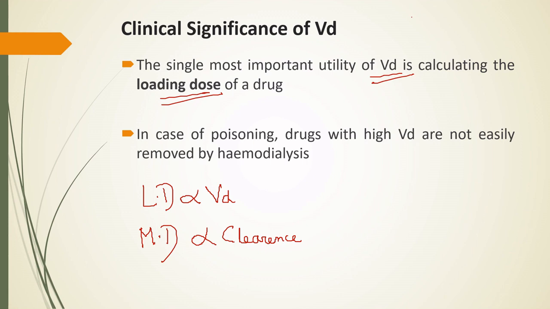The second point to note is, in case of poisoning, the drugs which have a high volume of distribution are not easily removed by hemodialysis. Why is it so? Because the drugs that have a high volume of distribution are present in the extravascular compartments, and hence removing them by hemodialysis will be difficult.